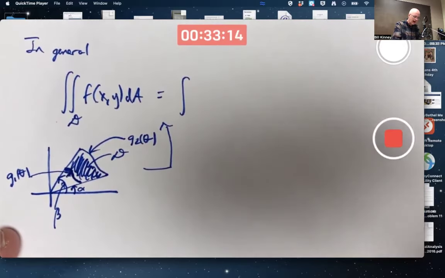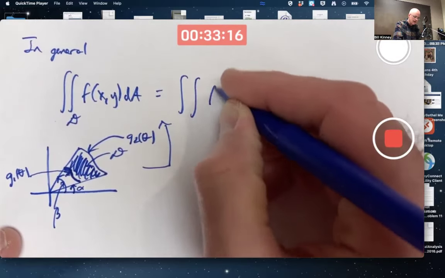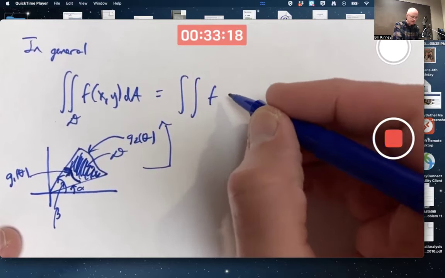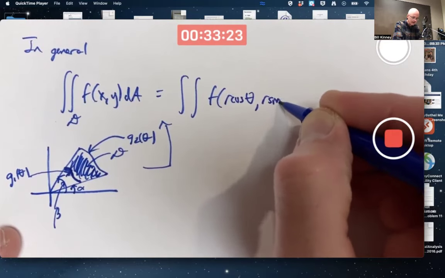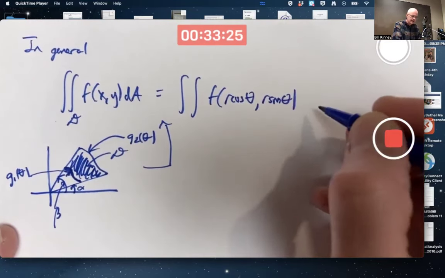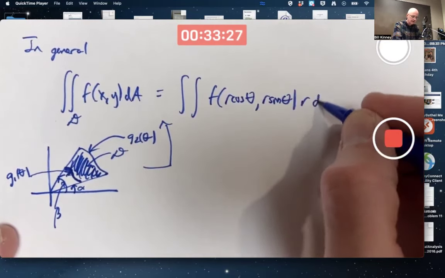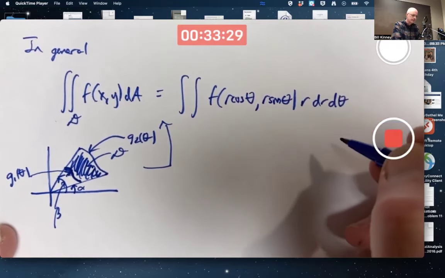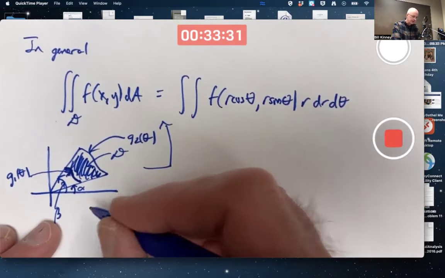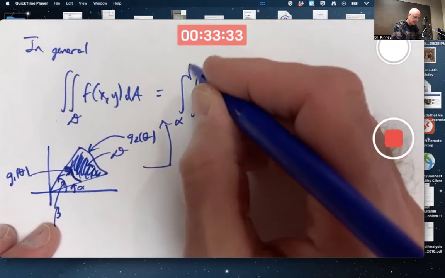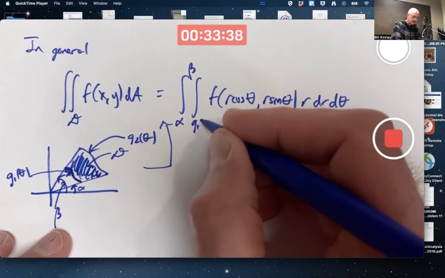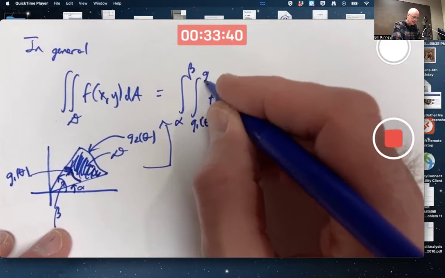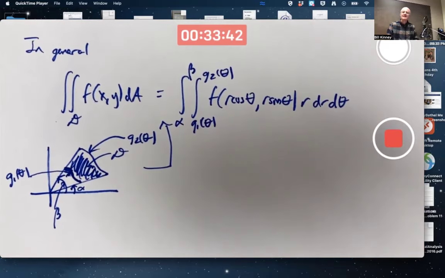Replace x and y with the conversion equations. Replace x with r cos theta and y with r sine theta. dA gets replaced with r dr d theta. Theta is going to go, look at the picture, from alpha to beta. And r goes from G1 of theta to G2 of theta. That's how you do the double integral in polar coordinates.